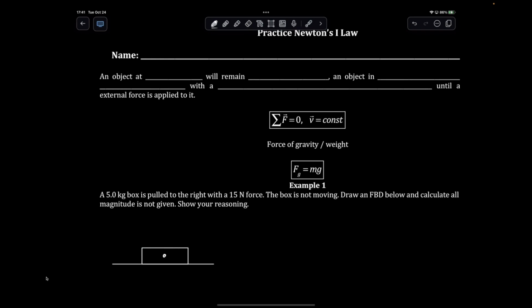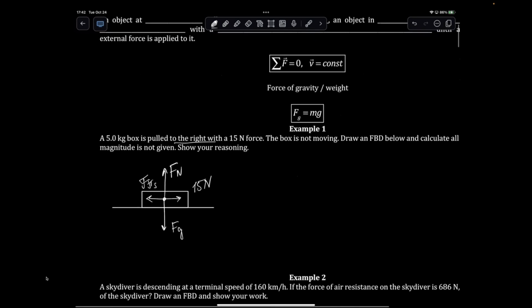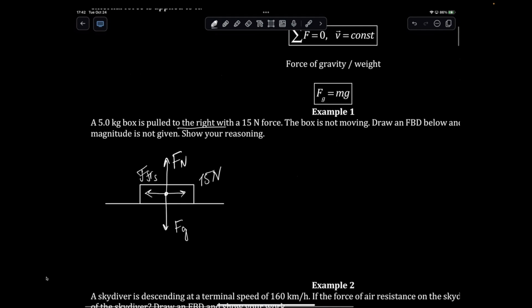So I'm going to draw myself a center. And I have my force of gravity that way, equal to it will be my normal force. And then I have being pulled to the right with 15 newtons. And since it is not moving, that tells me there is a force of friction, and I can say force of friction static if I want. That is equal to 15 newtons.